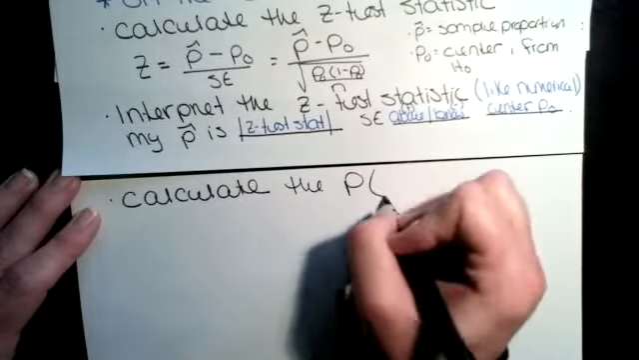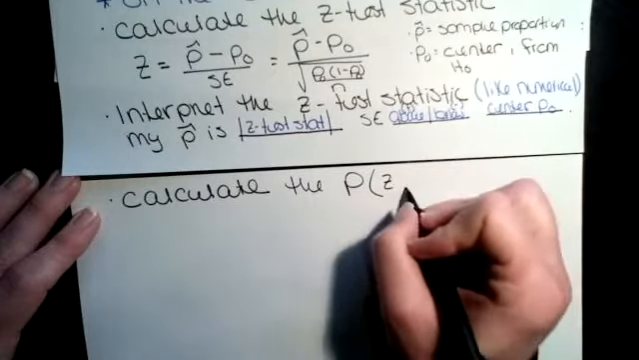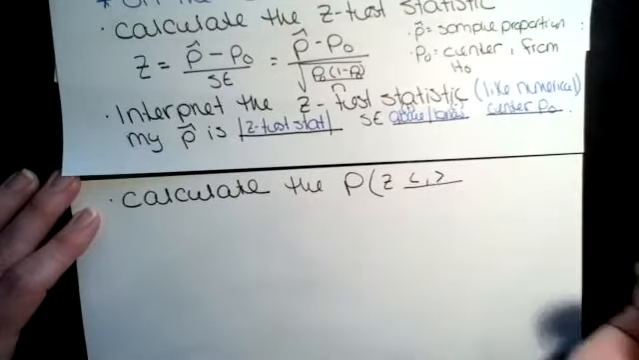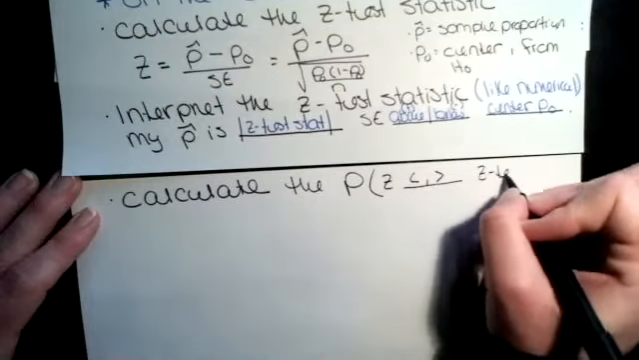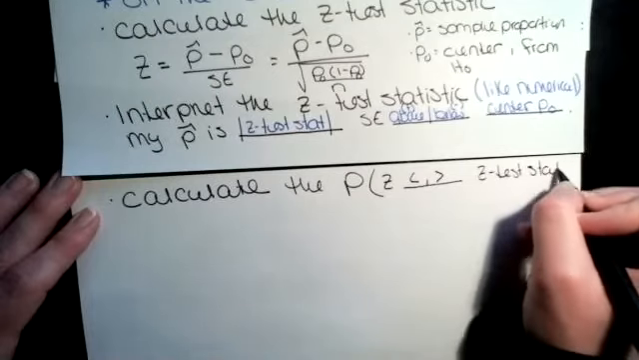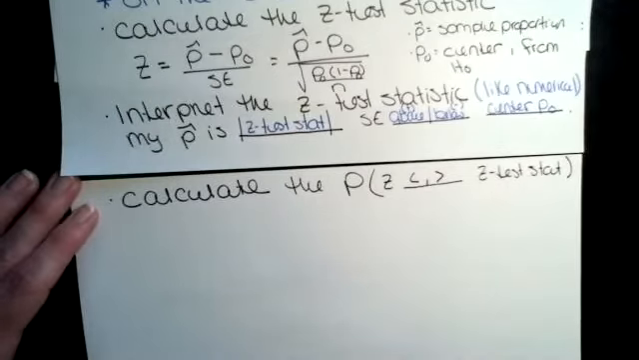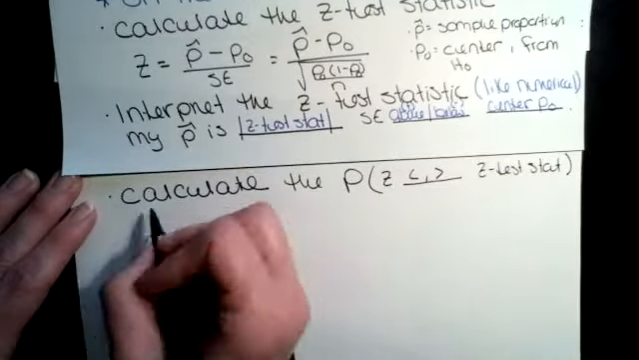So the probability of getting a z either less than or greater than my z-test statistic. Okay, that's what we're looking at. This is my p-value.